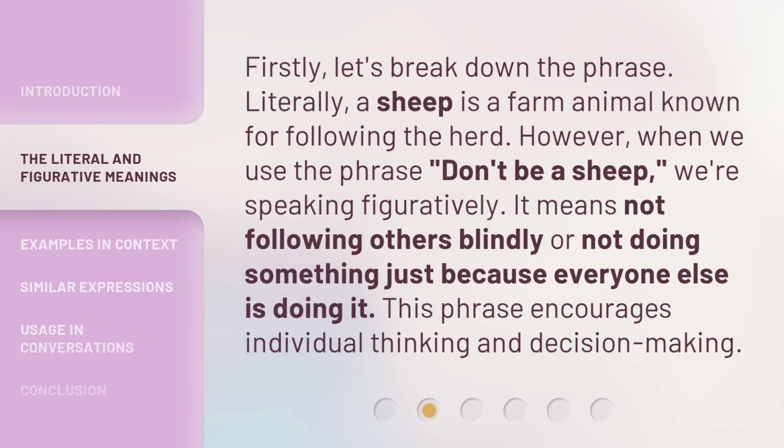Firstly, let's break down the phrase. Literally, a sheep is a farm animal known for following the herd. However, when we use the phrase, don't be a sheep, we're speaking figuratively. It means not following others blindly or not doing something just because everyone else is doing it. This phrase encourages individual thinking and decision-making.